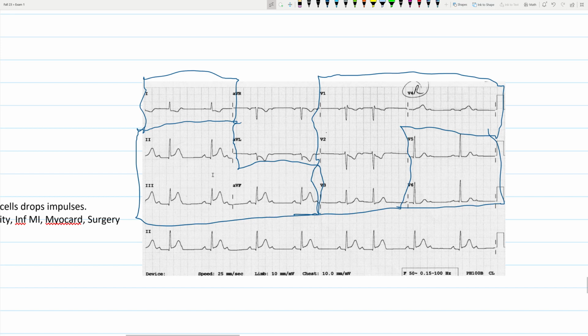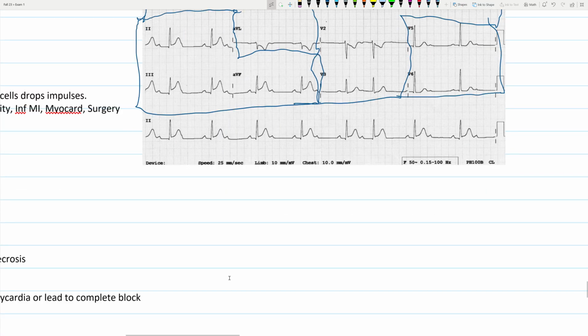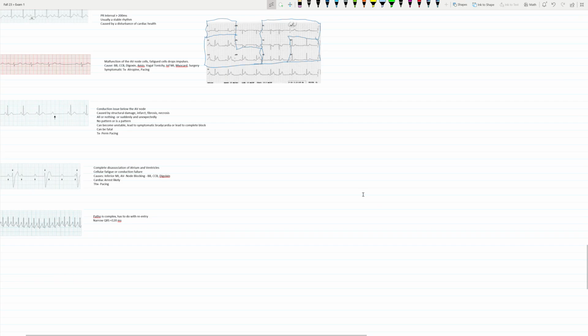The reason I'm showing you this is because there is actually a heart block in here. I'll let you try and find it. If you can find it, good job. You guys see it? Awesome. Just a little critical thinking exercise for you.